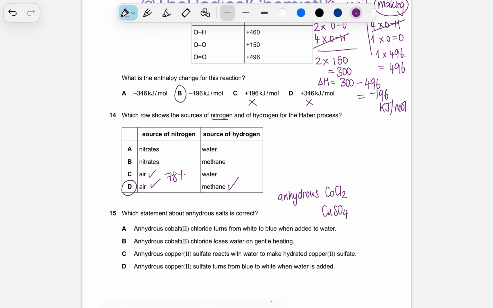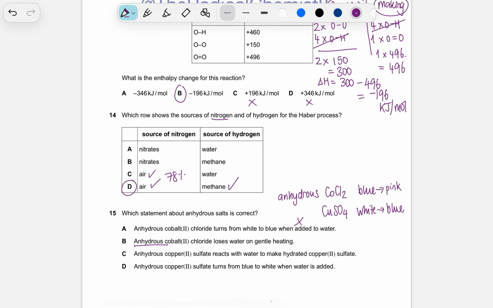So you go from blue to pink with cobalt chloride and white to blue with copper sulfate. These are both tests for water. So these are reversible reactions as well. So the first one says anhydrous cobalt chloride turns from white to blue when added to water. That's wrong. Anhydrous cobalt chloride loses water on gentle heating.